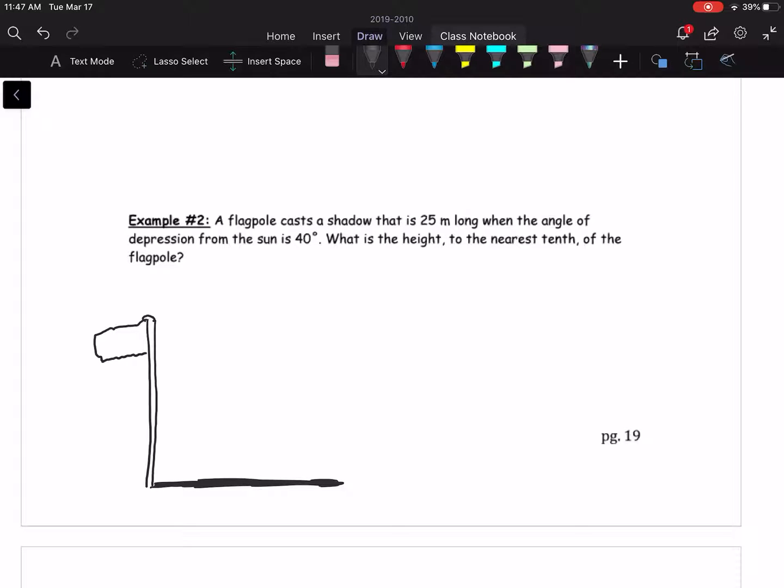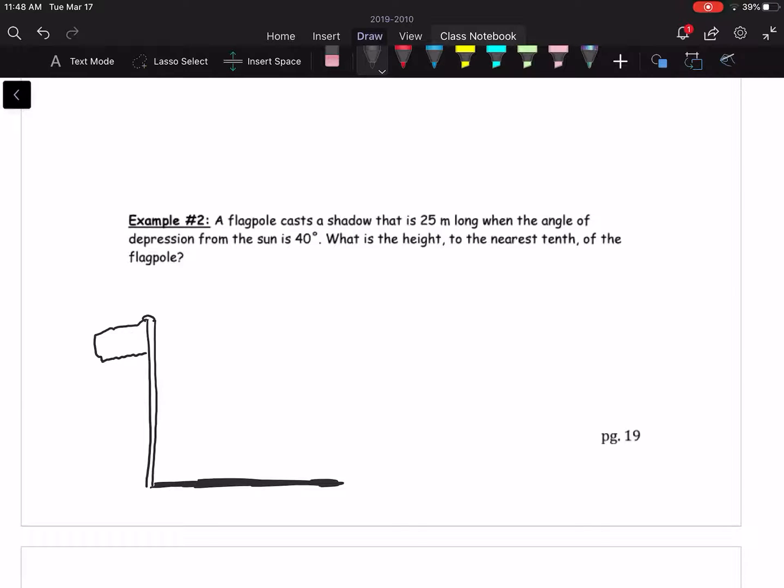So in example 2 here, we have a flagpole that's casting a shadow that's 25 meters long, and this 25-meter length shadow is happening when the angle of depression from the sun is 40 degrees. And so we're asked to solve for the height of the flagpole. And so I've done a little sketch here.